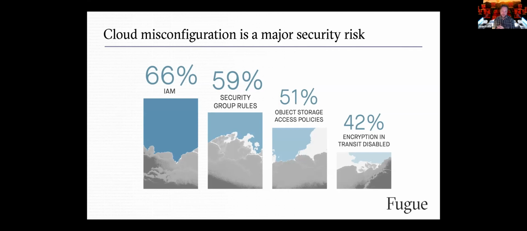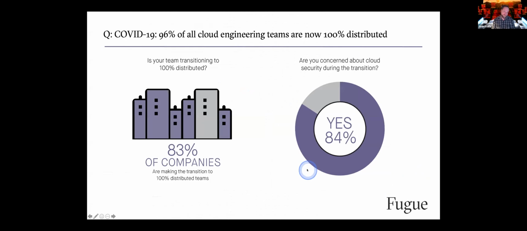Number 3, object storage access policies. Again, I expected that would be number 1, but the classic trope out there is, oh, it was an insecure S3 bucket. Very often it's not a classically insecure S3 bucket. So I'm going to show you how, using misconfiguration of IAM and security groups, I can gain access to a properly configured S3 bucket and steal all the data. And then encryption in transit disabled.